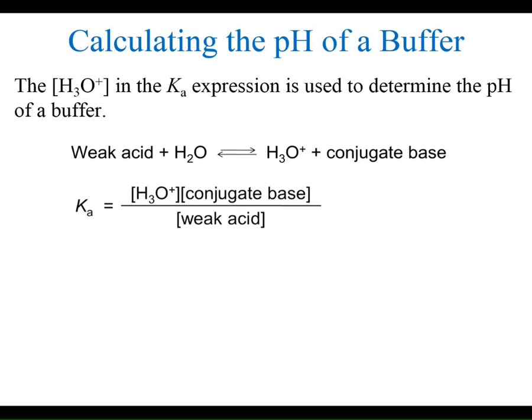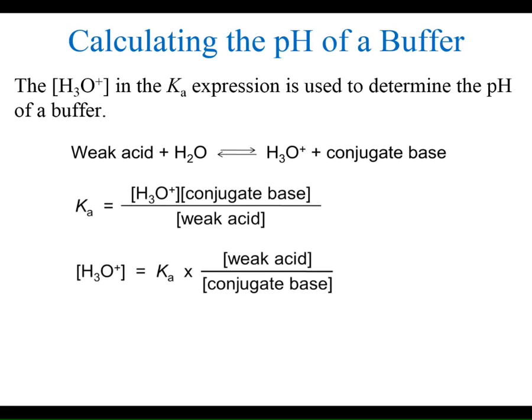So a buffer solution will look kind of like this. I've got the weak acid in the water making the hydronium and the conjugate base. So the Ka for that looks like any other Ka: hydronium times the base over the acid. So I could rearrange that whole thing.